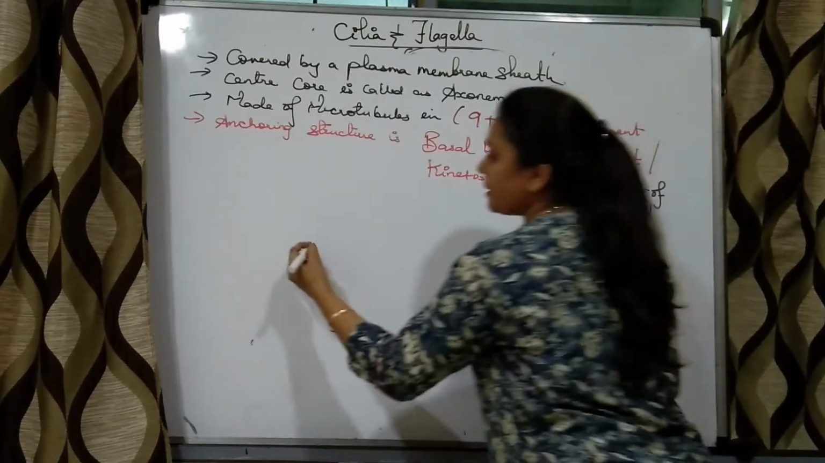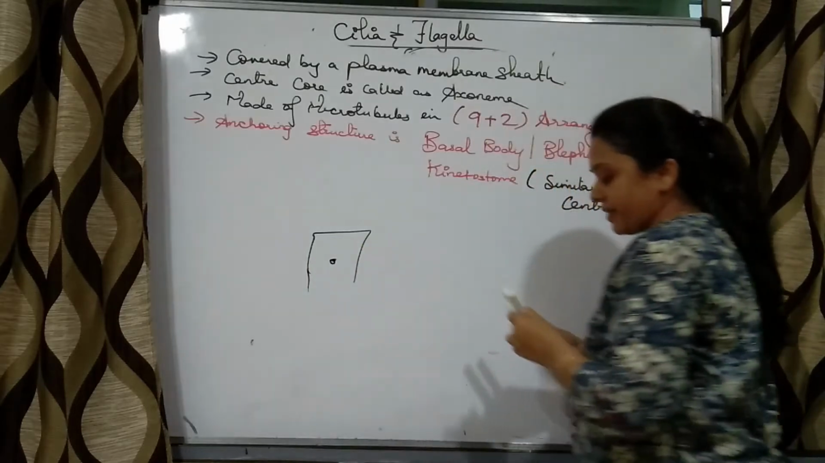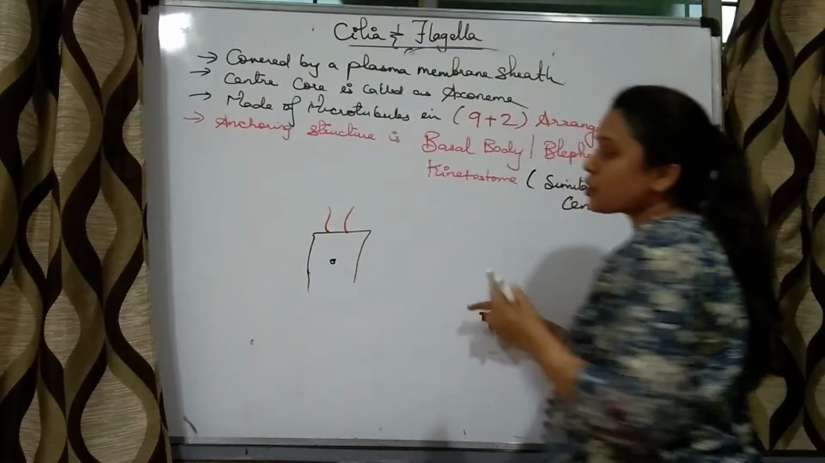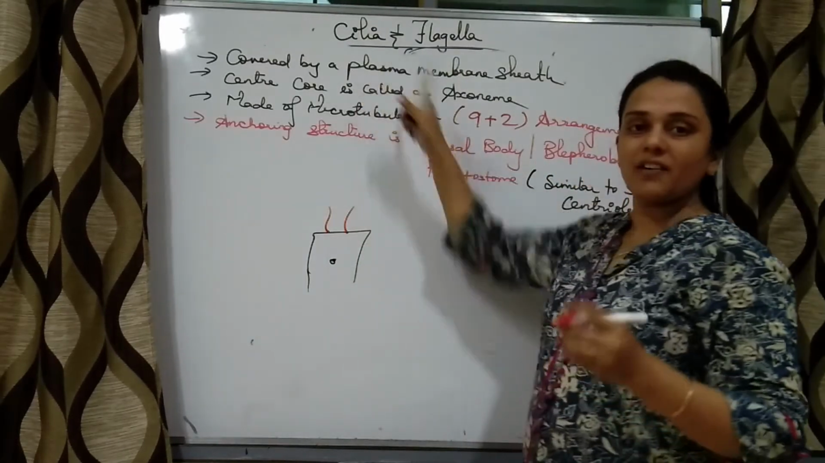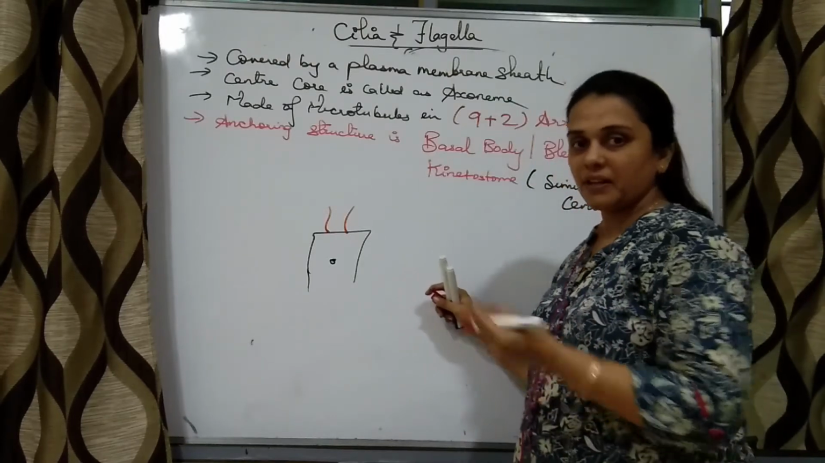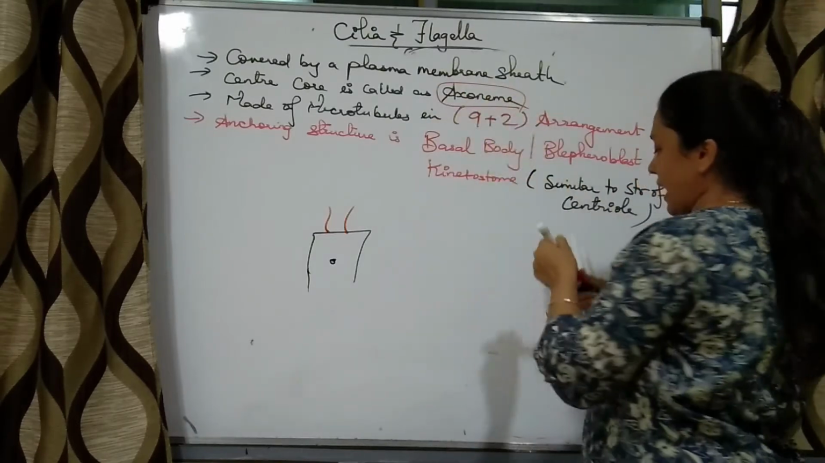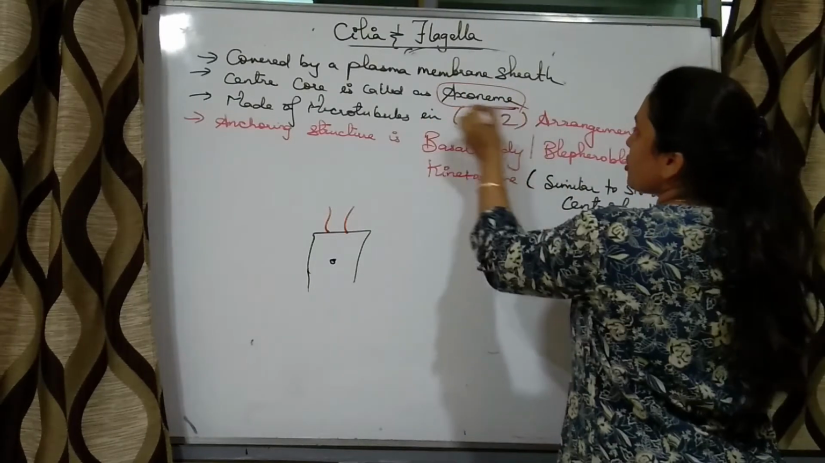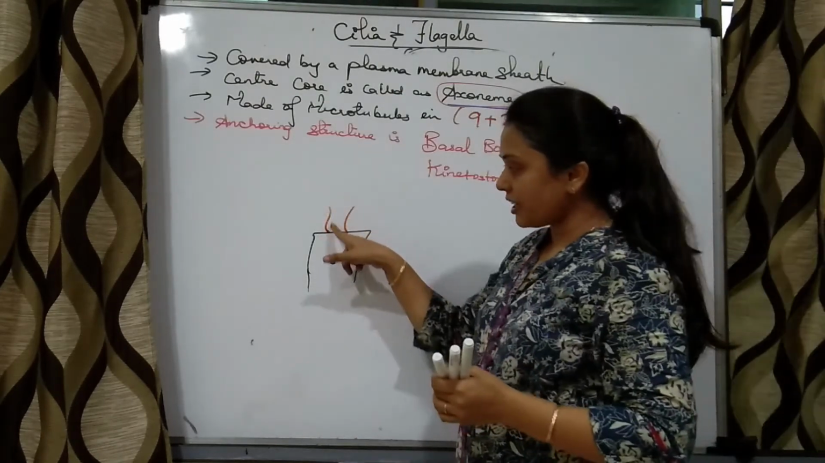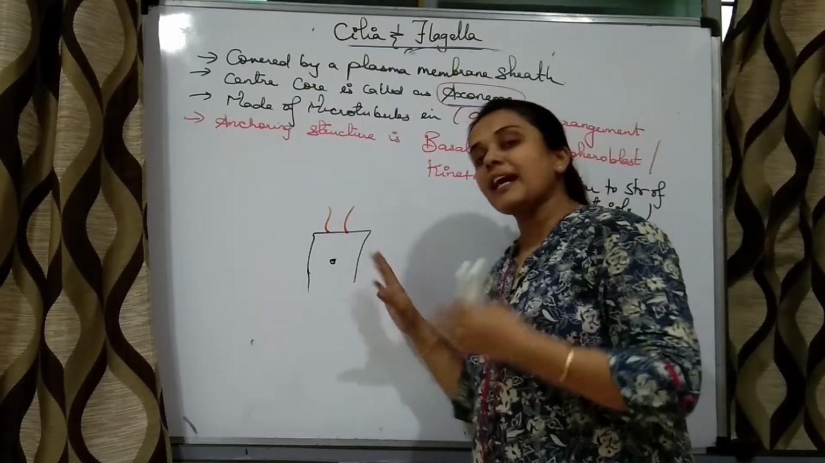So whatever it may be, say this is a cell, and this cell possesses these cilia. This cilia will be covered by a sheath of plasma membrane, and the center core-like structure is called the axoneme. Cilia and flagella are nothing but hair-like outgrowths.